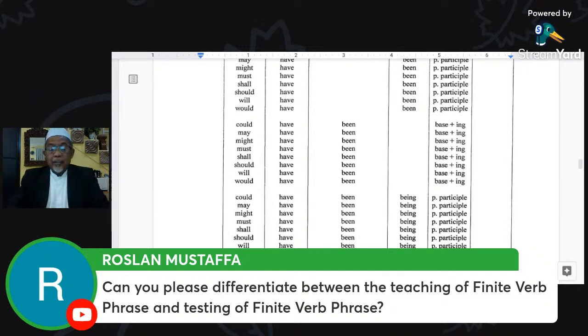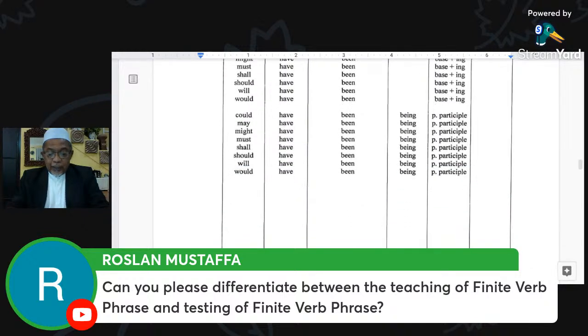This is a common question. Well, as teachers, we know that after we teach the students a certain grammatical item, we will test them to find out whether they have understood what has been taught. Okay, the teaching of the finite verb phrase is very technical. So, we have to adopt the traditional approach. We have to teach it in isolation, which means we cannot integrate the teaching of the finite verb phrase with the teaching of listening, speaking, reading, or writing.